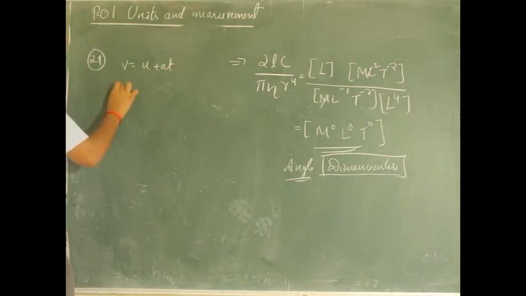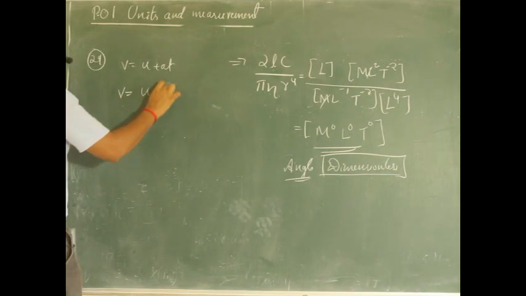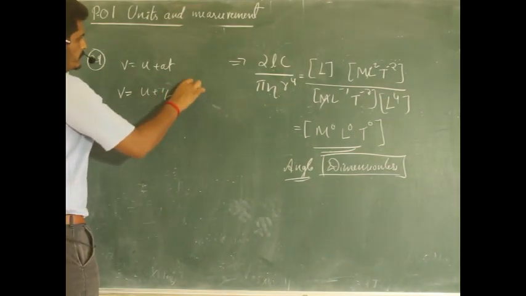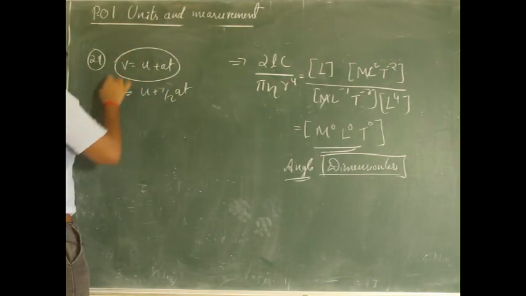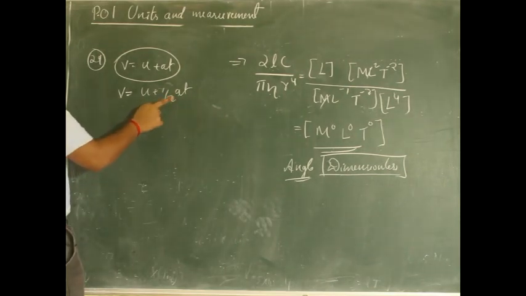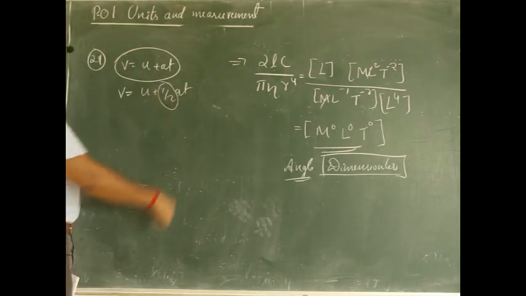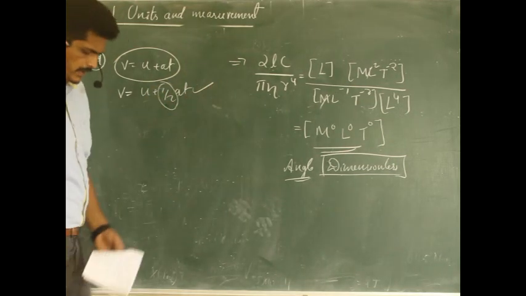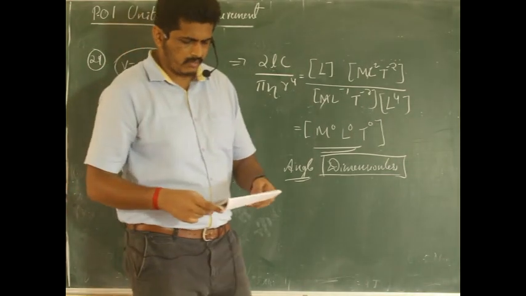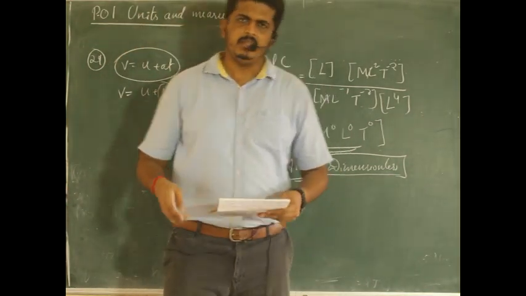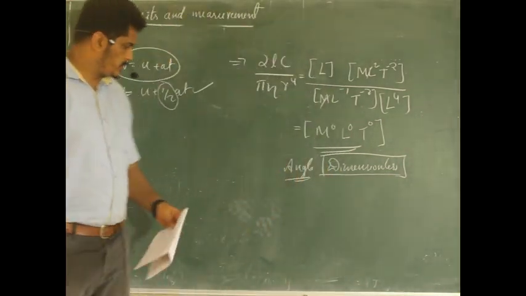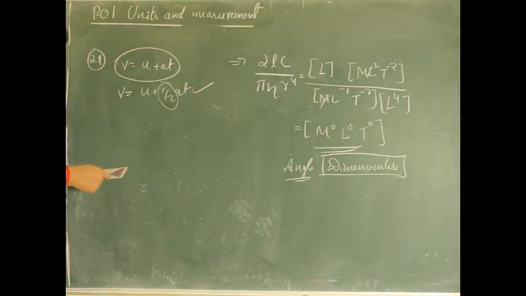But here they have given option A as V is equal to u plus half at. When you check, this is actually a proper equation. Here a constant is extra added, but it doesn't change the equation or the dimensional formula. So this option is also acceptable, and option number 1 is correct. Now let us go for the last one, question number 30.